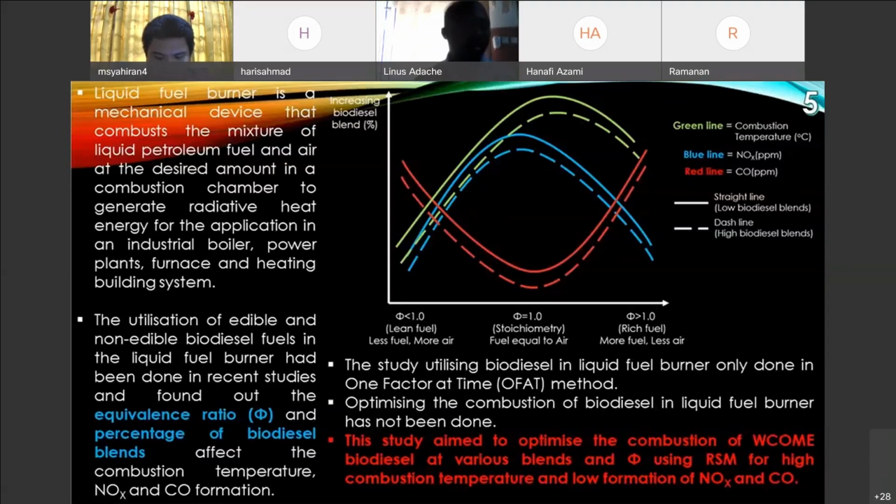As from this characteristic, it is difficult to gain high combustion temperature while keeping low formation of NOx and CO. Thus, the aim of this research is to optimize the combustion of WCO ethyl and methyl ester blends by combustion using RSM, to obtain high combustion temperature and low formation of NOx and CO.